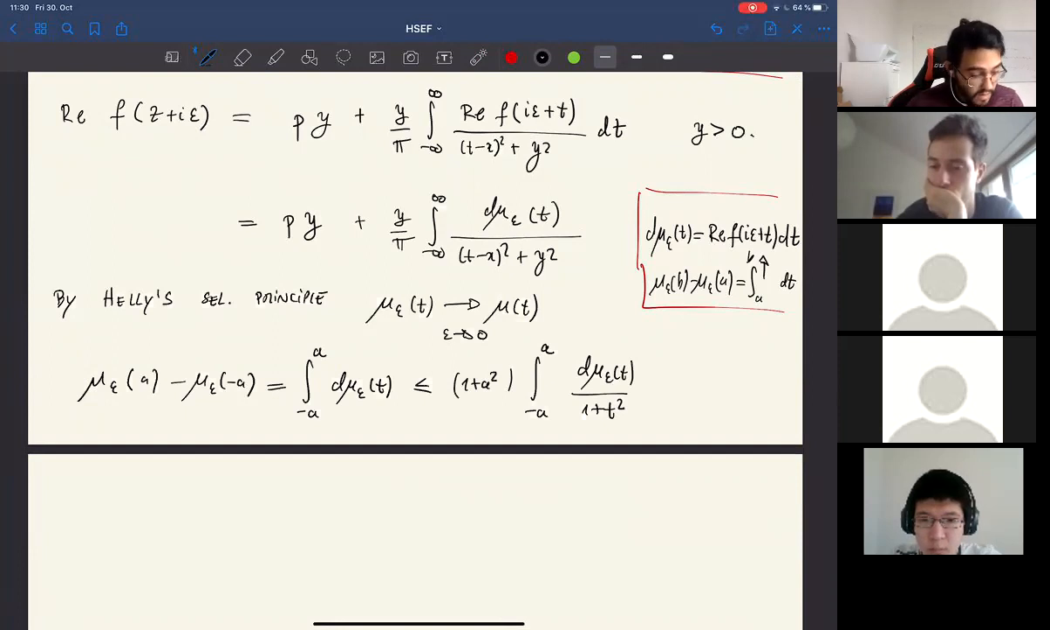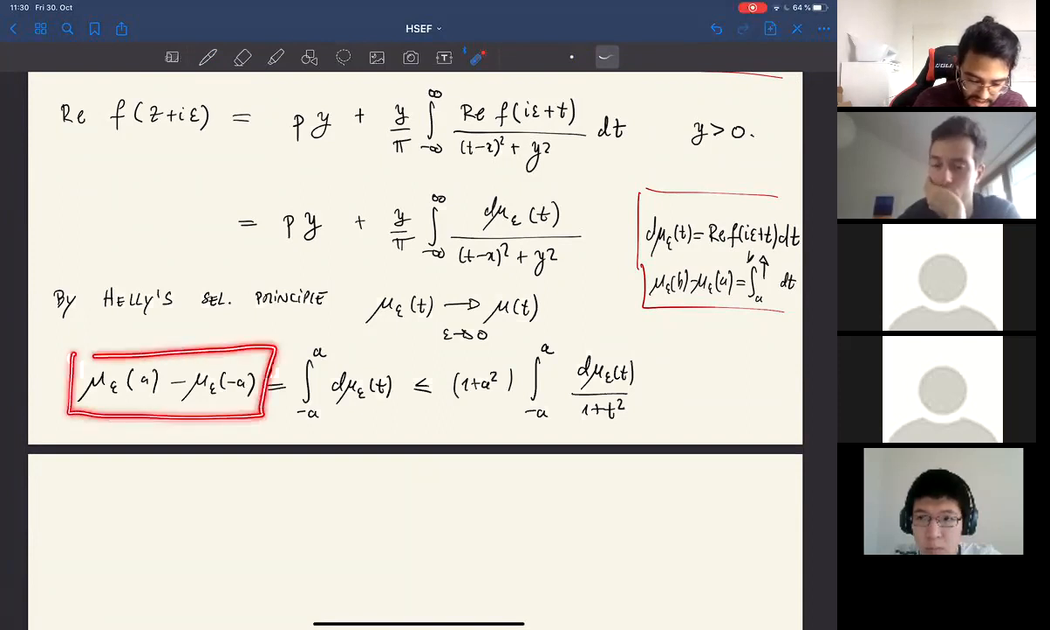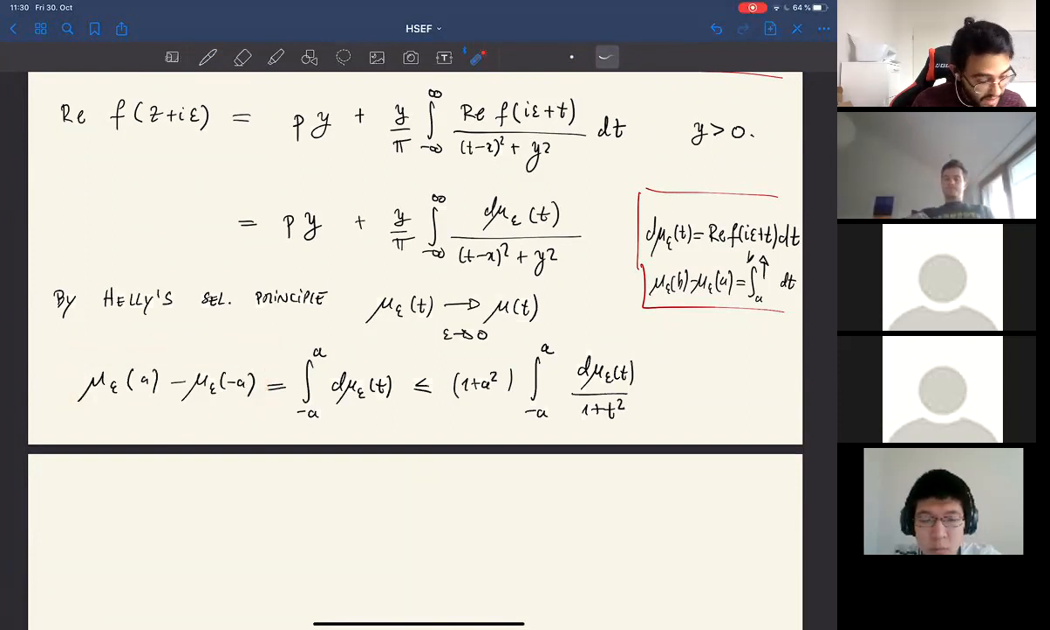Okay, great. But then you realize that, oh, sorry. Oh, yes. First of all, I need to show why I can apply Helly's selection principle. And the reason why is that I'm just explaining that these numbers here are bounded by this thing, and we do know that this is bounded.